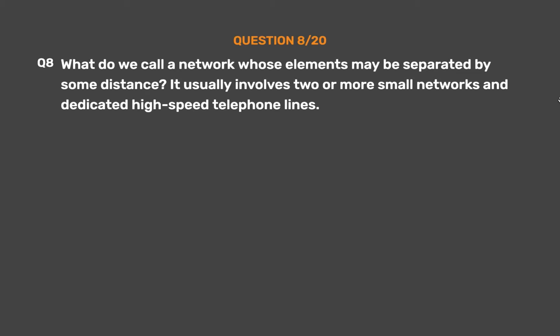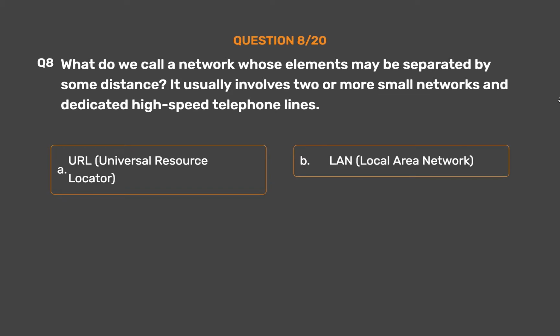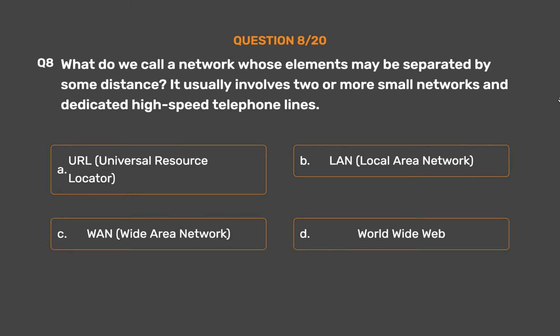Question number 8. What do we call a network whose elements may be separated by some distance? It usually involves two or more small networks and dedicated high-speed telephone lines. Option A, URL, Universal Resource Locator. Option B, LAN, Local Area Network. Option C, WAN, Wide Area Network. Option D, World Wide Web. The correct answer is Option C, WAN, Wide Area Network.